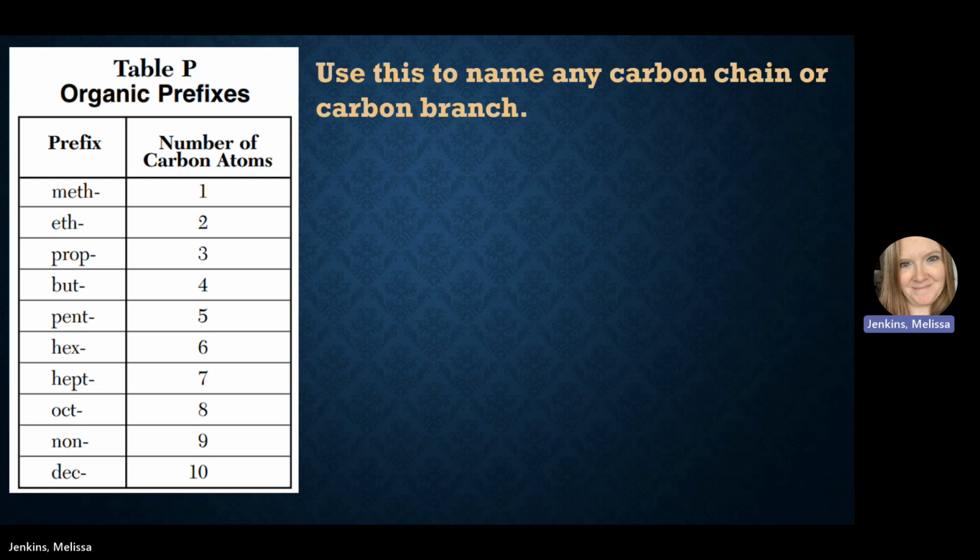I still have butane, right? You told me that was the chain, but now I have this thing stuck on it. So how many carbons are here? 1. So the prefix for 1 is meth. And then what I do is add YL to say it's a branch, okay?